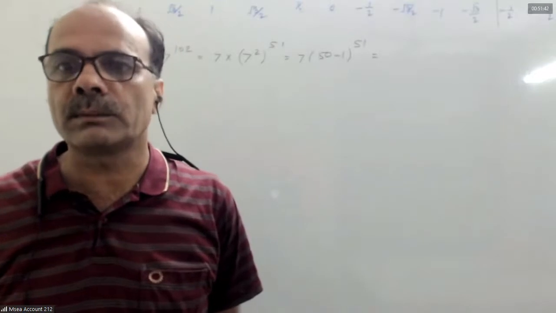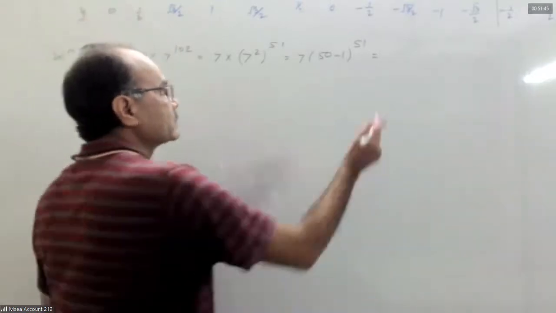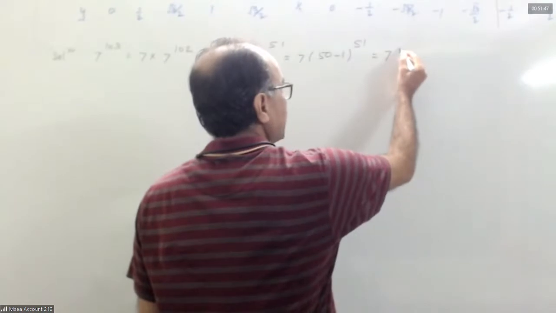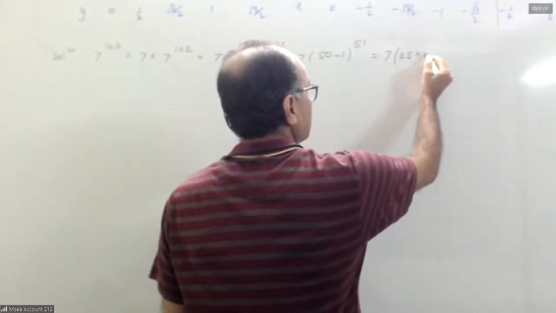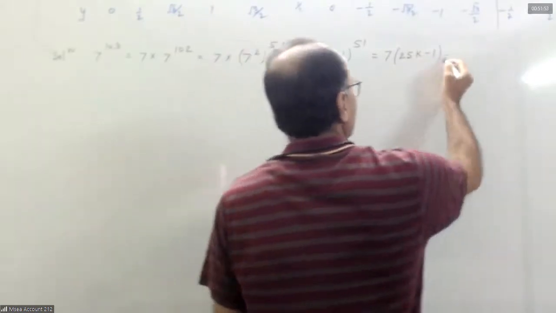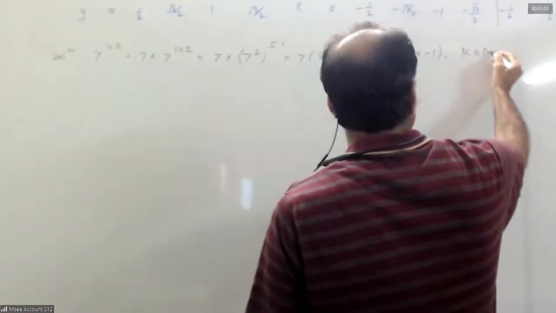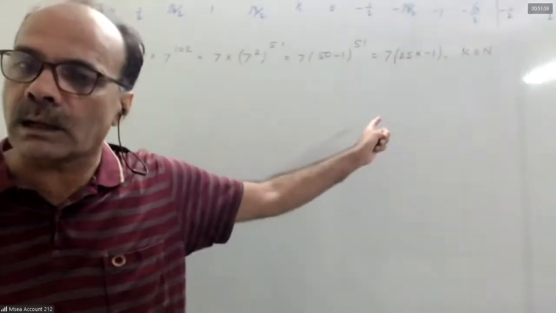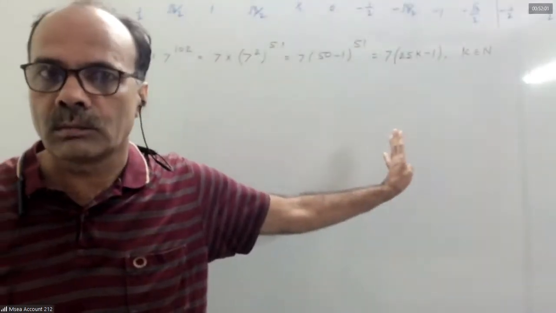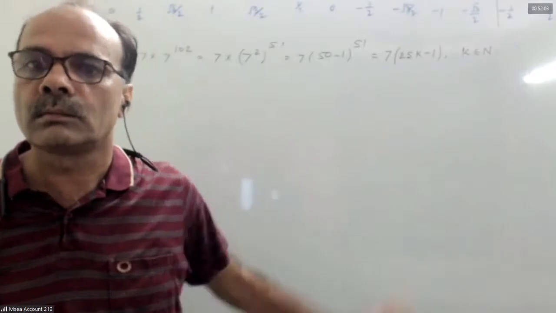Other terms are multiple of 50. This equals 25k minus 1, where k belongs to n. Shall I expand it or can I write it now? Directly, sir. Yes, sir.